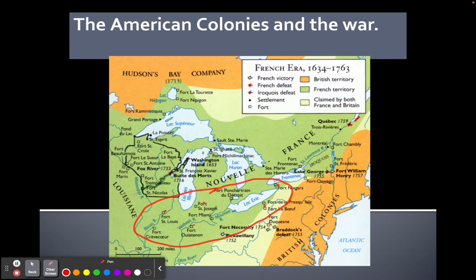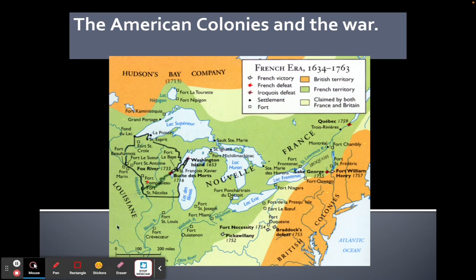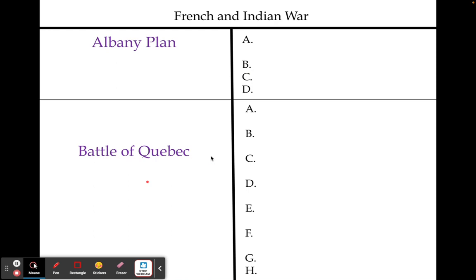And then you have a major battle up here in Quebec, which will kind of be the turning point of the war. So again, the turning point battle of the war is going to be the Battle of Quebec. Okay. During the war, one significant thing that takes place is called the Albany Plan.